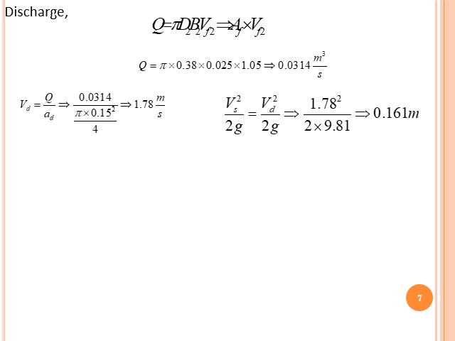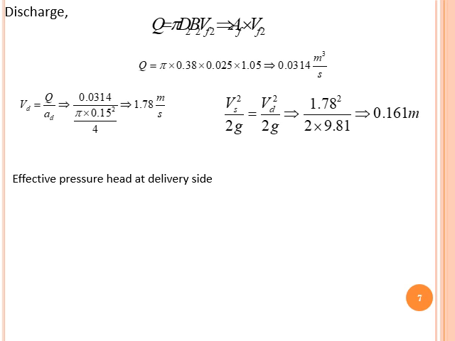Next, the velocity head at suction is equal to the velocity head at the discharge pipe, that is 1.78 square by 2 into 9.81, which is equal to 0.161 meter. So the velocity head at the suction pipe as well as the delivery pipe is 0.161 meter.